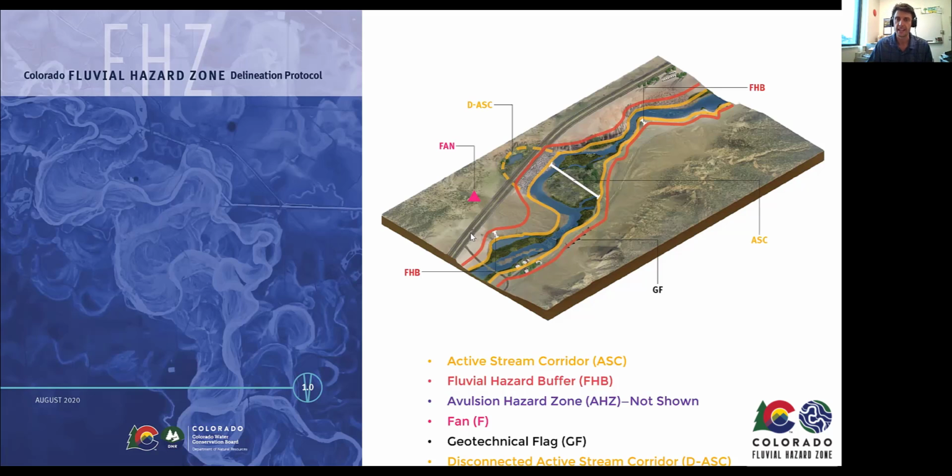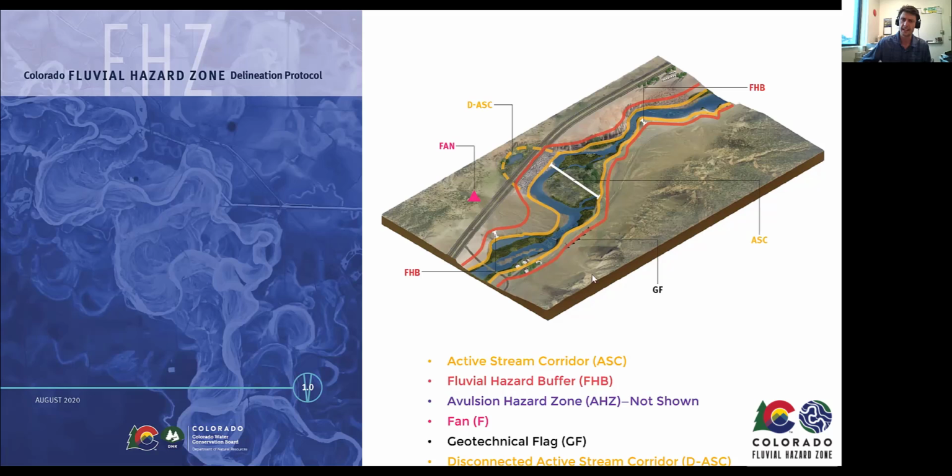We designate fans. These could be debris fans or alluvial fans that are adjacent to the fluvial hazard zone. We use just a flag or a triangle to designate that they exist, and do not delineate them specifically. The Colorado Geologic Survey has the capability of mapping the actual extent of fans and characterizing their hazards for communities, so that's outside of the scope of this.